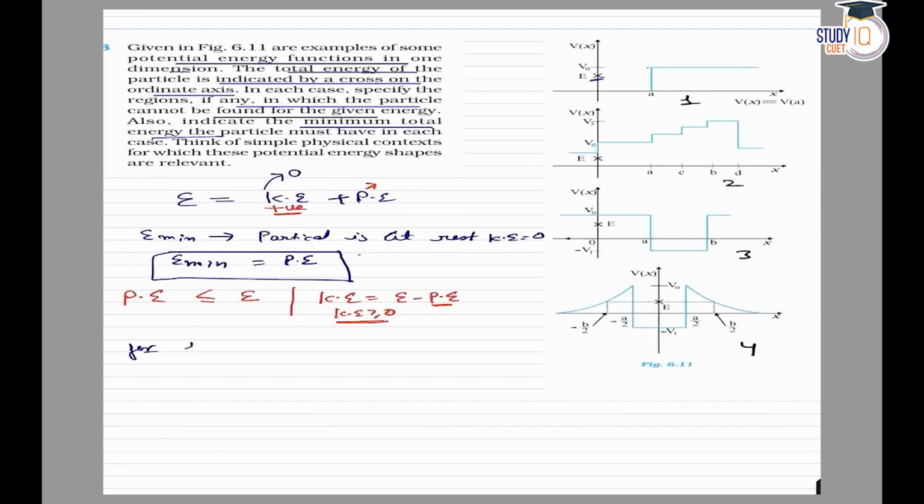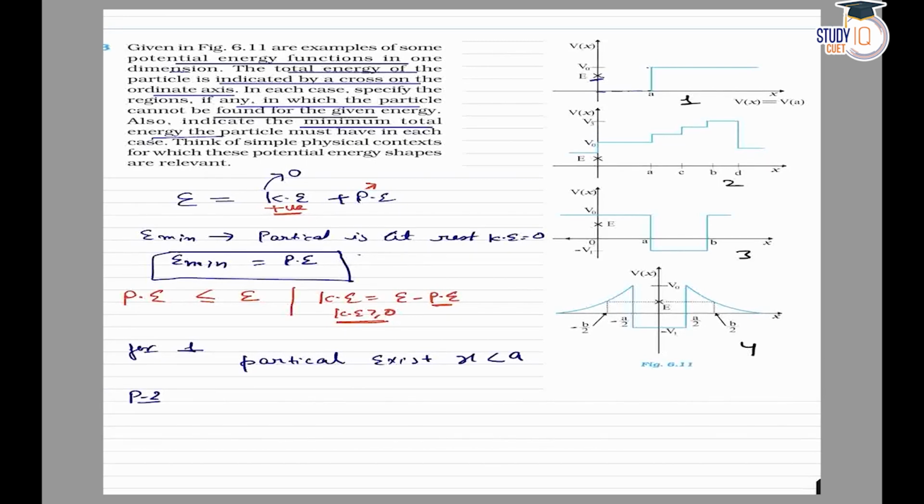If we talk about the first part, for the existence of the particle, the total energy should be greater than potential energy, or potential energy should be less than total energy. So the particle exists in the region in which potential energy is less than total energy. The potential energy is less than total energy only in the region for x less than a.